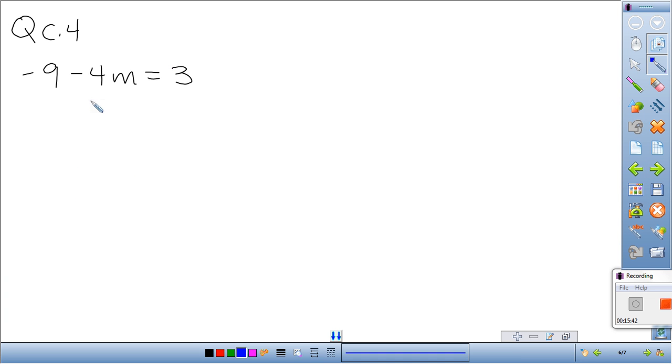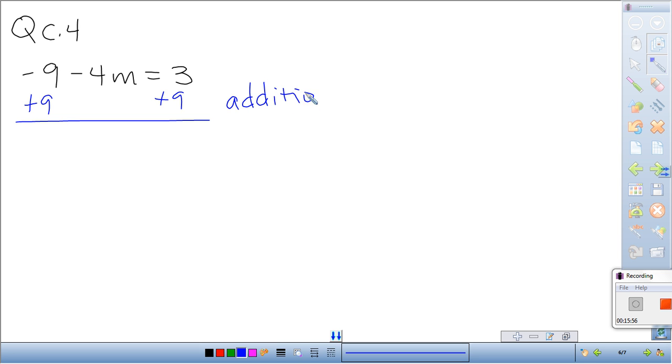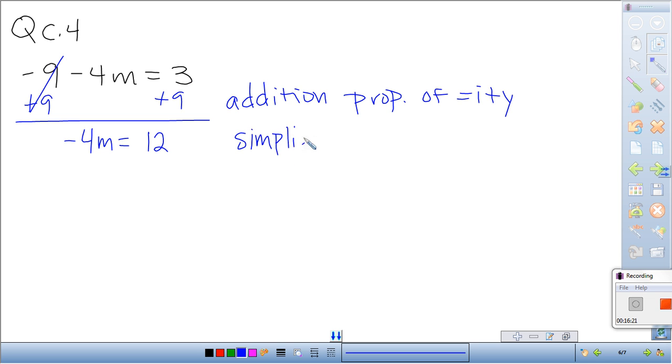So let's try one more where we solve and justify all of our steps. Again, we always add or subtract first. The opposite of a negative 9 would be to add 9 to both sides. And that's the addition property of equality, because we added the same exact thing to both sides. Negative 9 plus 9 cancels. Be careful here. Notice that this is a negative 4m. This term is negative. It has a subtraction sign in front of it, so it's negative. Negative 4m, bring down your equal sign. 3 plus 9 is 12. And so all we did here was to simplify.